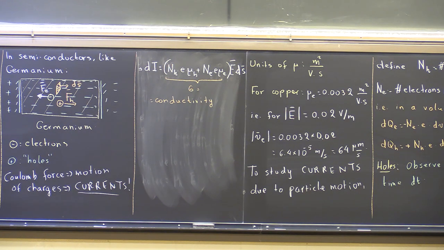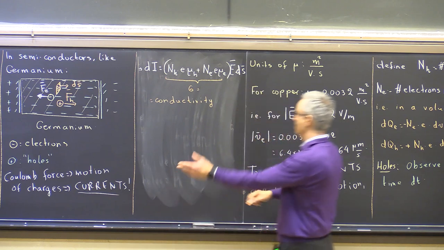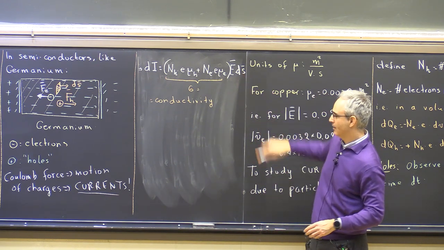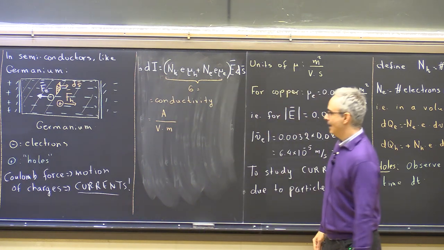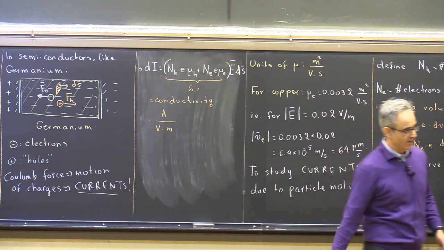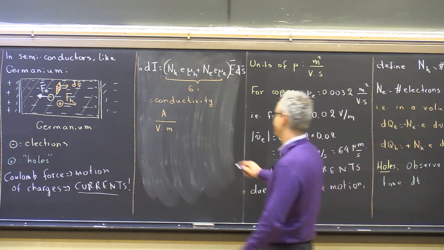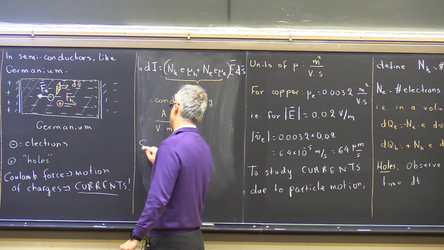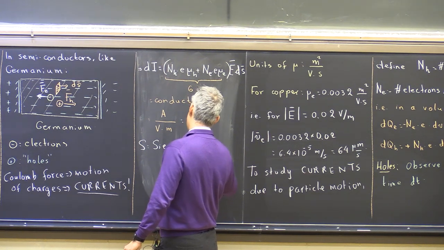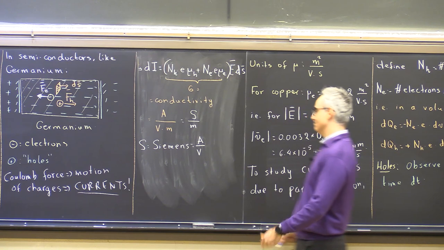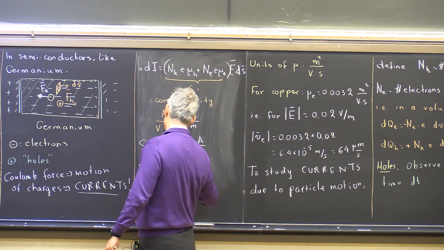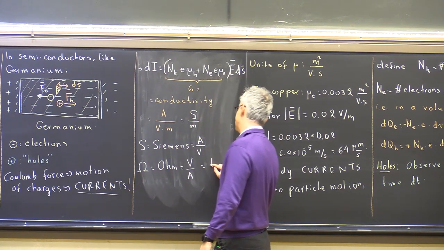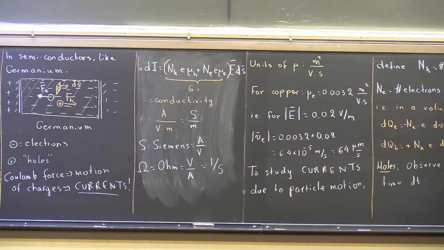You can extract the units of conductivity. If you recall, this is amps, and this is volts per meter times meter squared. So this will be amps per volt meter. And we assign to this amps per volt the unit of Siemens, S. Siemens is amps per volt. And you also remember that there is also the ohm, which is volts per amp, and that is 1 over Siemens. So as we will see, conductivity is 1 over resistivity, conductance 1 over resistance.